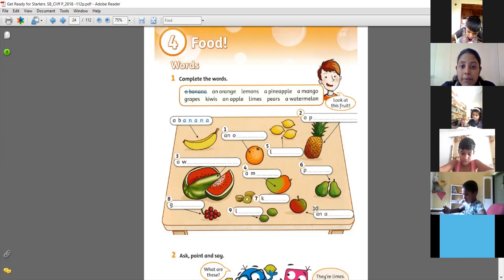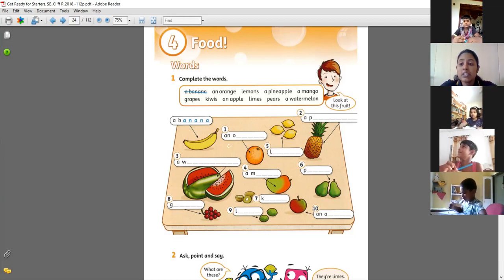Next one is a pineapple. What do you mean by a pineapple? Yes, you are right. Then a mango. What is a mango? Yes, most of you know mango. We can call it amba in Sinhala. Grapes. What do you mean by grapes?